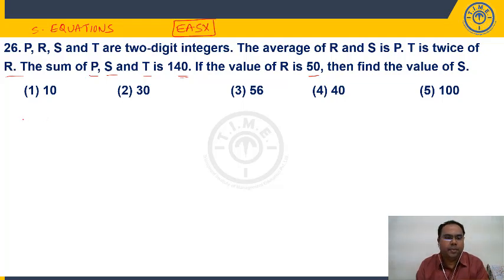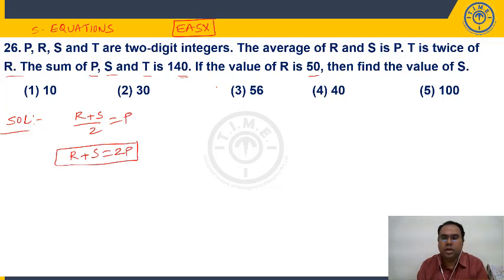See here. P, R, S, T are 2-digit numbers, right? So average of R and S is P. So (R plus S) by 2 is equal to P. Or I can say R plus S is equal to 2P. We have T is twice of R. Second information, T is equal to 2R. Sum of P, S and T is 140. P plus S plus T is 140.